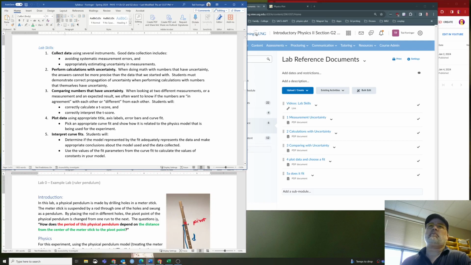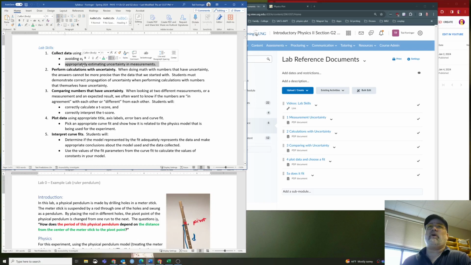First one is collecting data. And so there are 2 aspects here. Avoid systematic errors in your measurements. That basically means don't make mistakes. And importantly, appropriately estimate the uncertainty in your measurements.